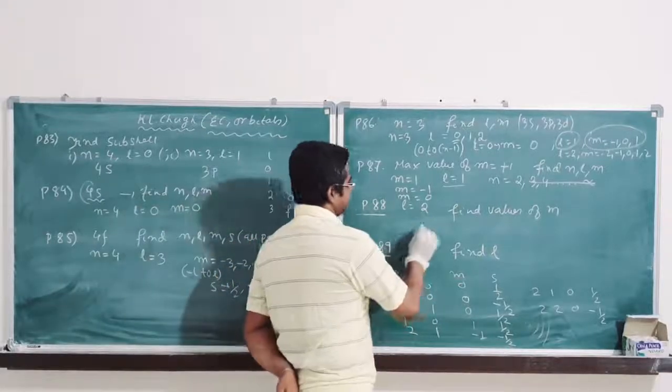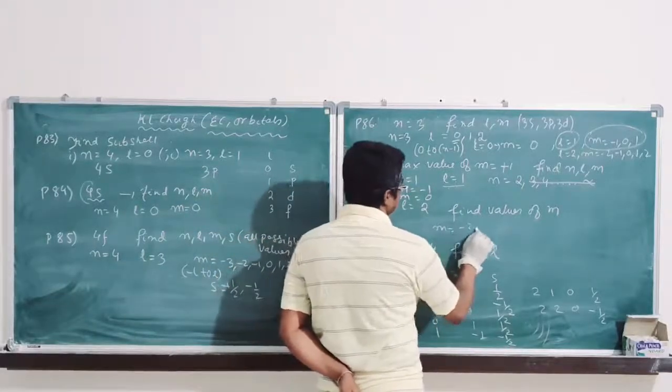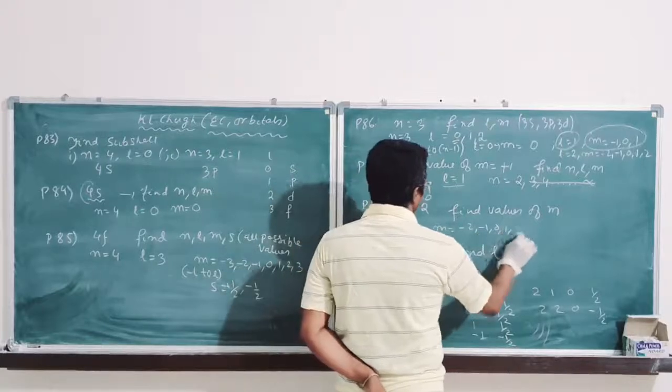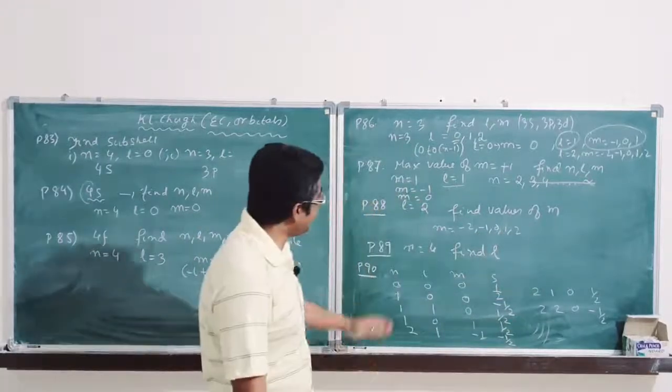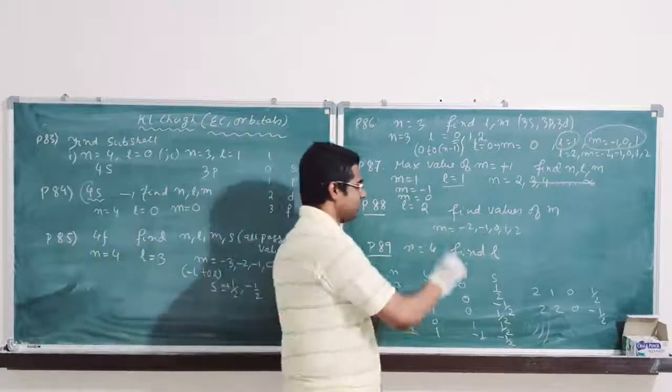So this is very easy, m values will be -2, -1, 0, 1, 2, clear. Now l is equal to 4, what are the values of m?